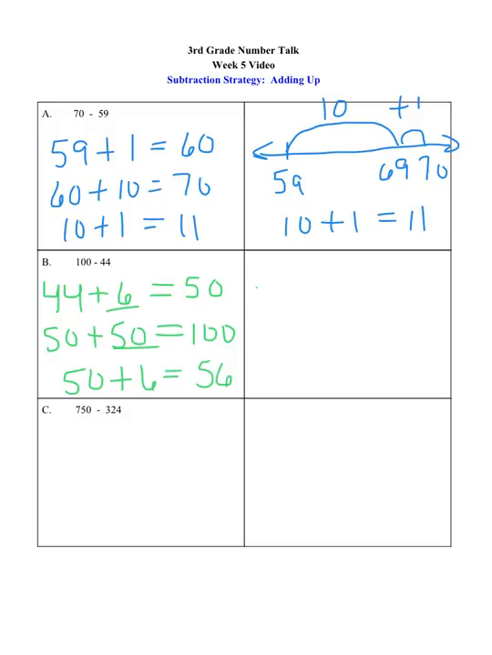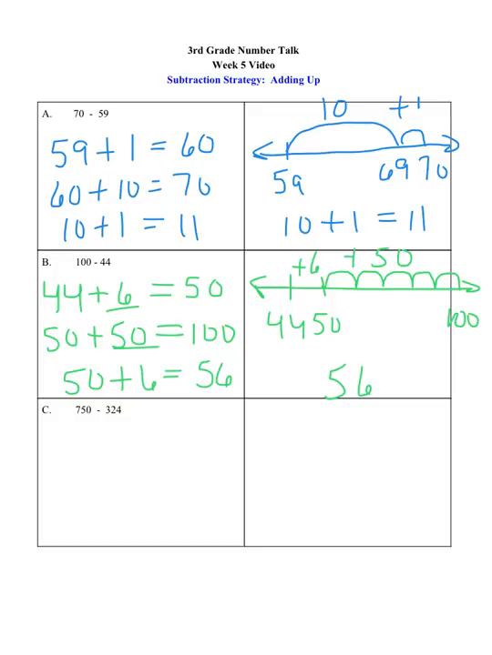Again, if we want to look at it on a number line, we can say, well, let's start at 44. Let's go ahead and move up to 50. So let's gain that 6. And then go 10 more, 60, 70, 80, 90, 100. So that's 50 more. So again, it's a difference of 56.